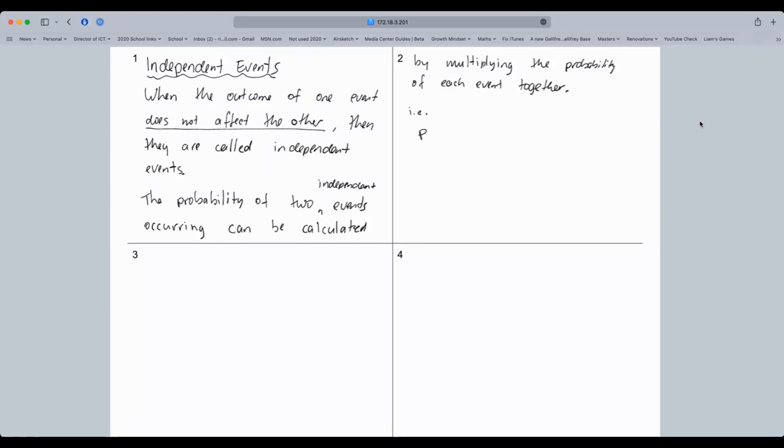I.e., the probability of A and B equals the probability of A multiplied by the probability of B, if A and B are independent. If they're not independent, it doesn't work.